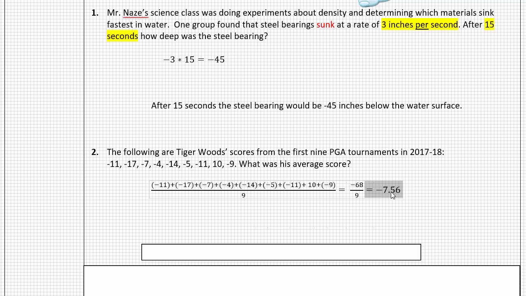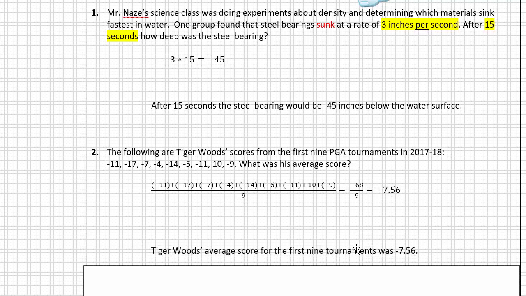So the last thing to double check is to make sure that we've included our answer in a complete sentence. So you can write your own sentence for this problem. One possible example might be this. Tiger Woods' average score for the first 9 tournaments was negative 7 and 56/100ths.